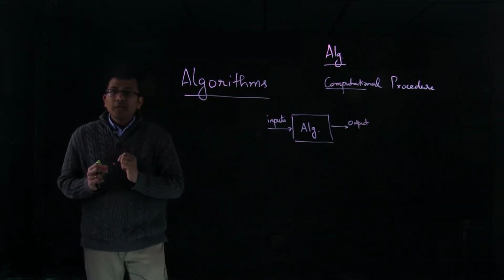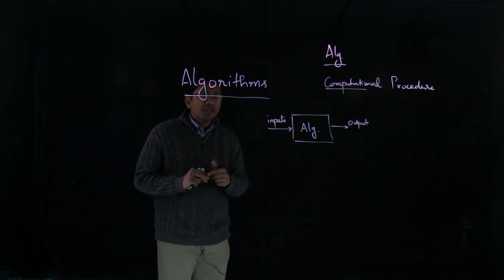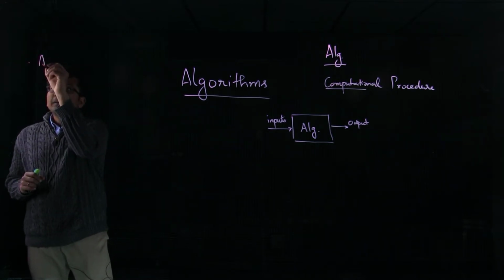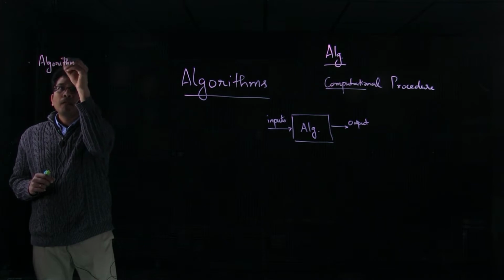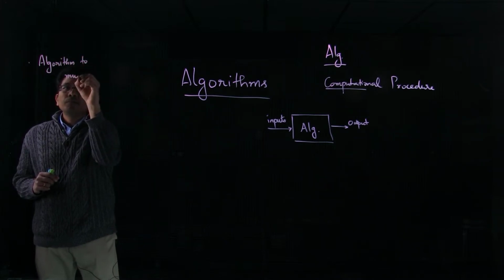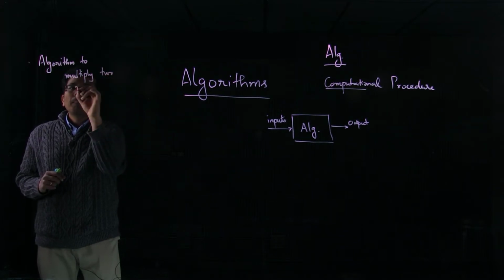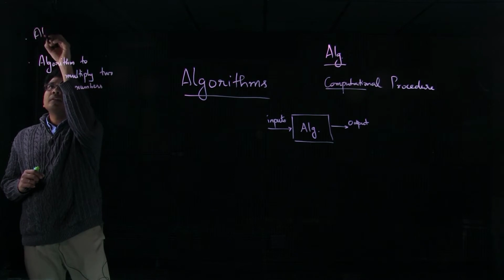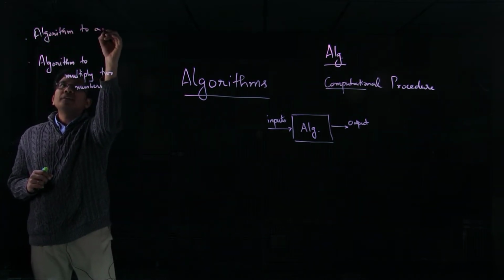So for example, what would be an example of an algorithm? The first example would be an algorithm to multiply two numbers, or even better, an algorithm to add two numbers.